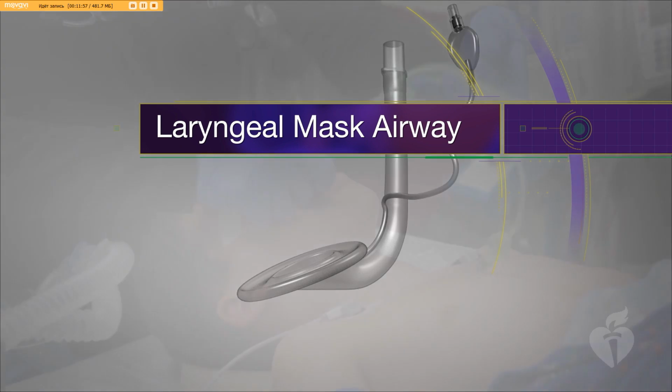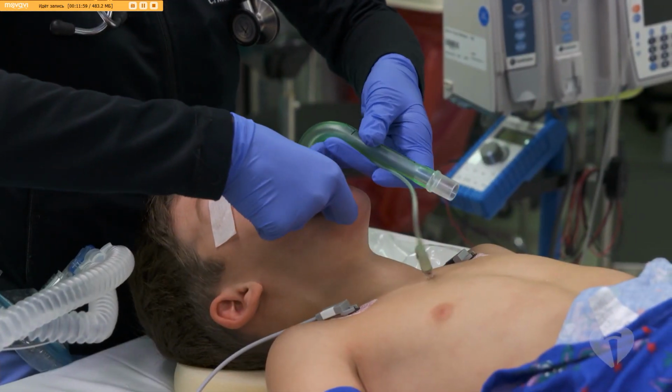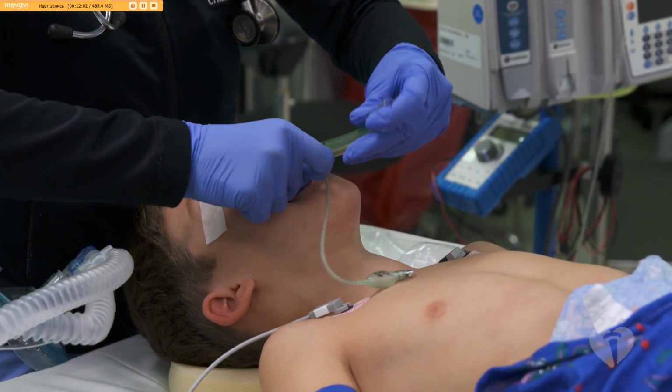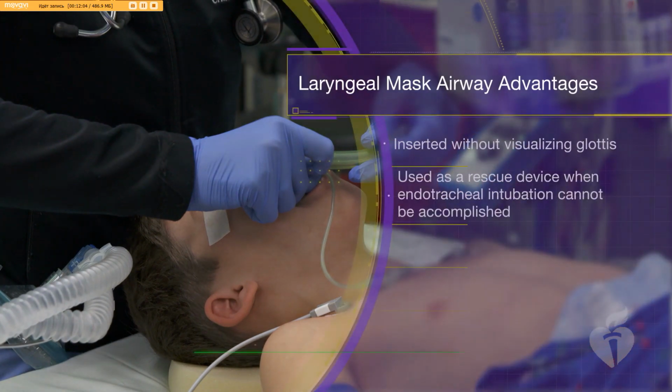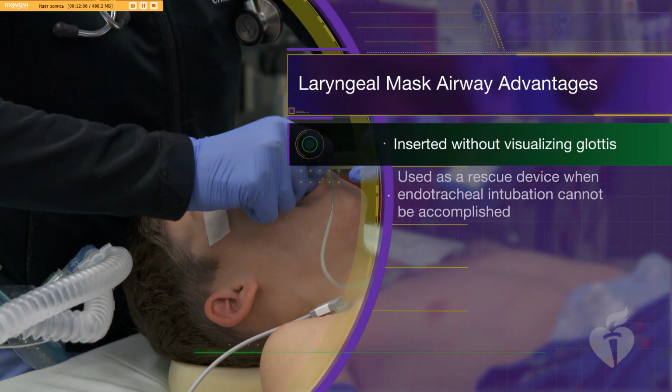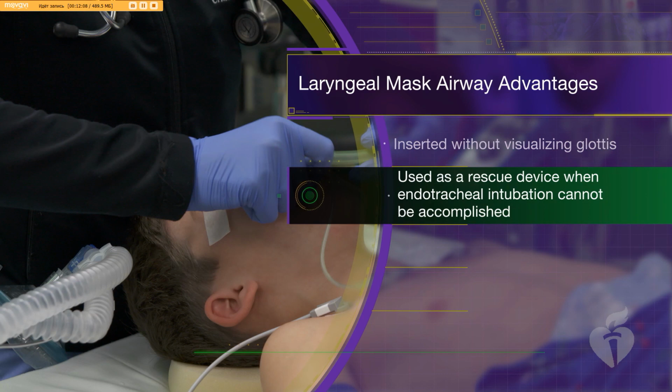Another advanced airway device is the laryngeal mask airway. This device offers 2 key advantages. It can be inserted without directly visualizing the glottis, and it can be used as a rescue device when endotracheal intubation cannot be accomplished.